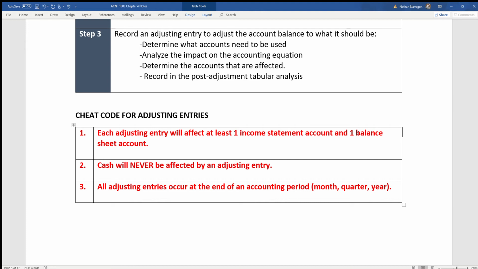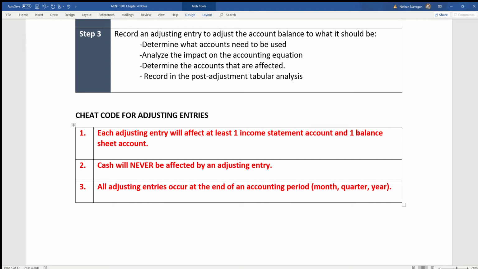Two, cash will never be affected by an adjusting entry. We will not adjust cash ever. The only time we ever adjust cash is if there was an error that was made, and that will be in a bank reconciliation before this period. Okay, so cash is never used for us.